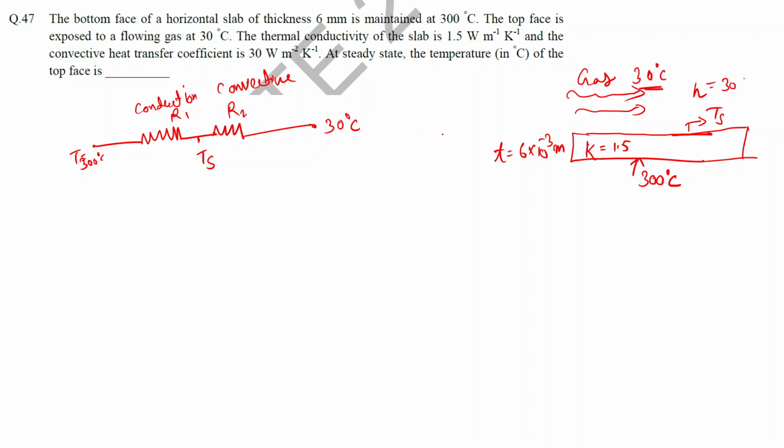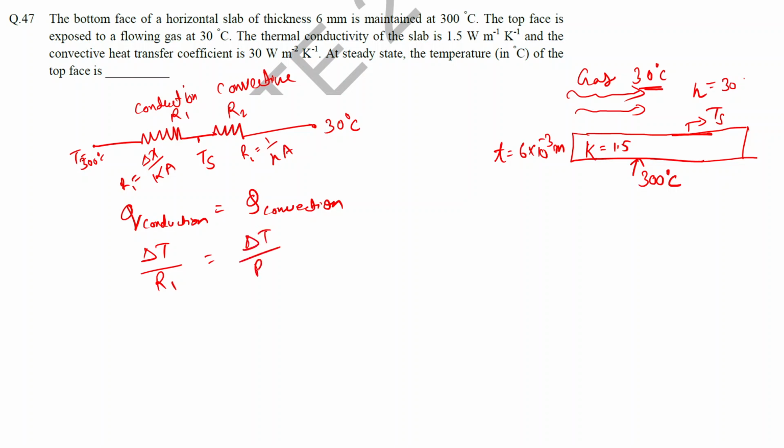So we can write the energy balance as Q of conduction is equal to Q of convection. Where Q of conduction will be delta T upon R1, we are calling it as resistance, so for this conduction R1 will be delta X upon Ka, and for convection R2 will be 1 upon Ha, and for convection Q is delta T upon R2.